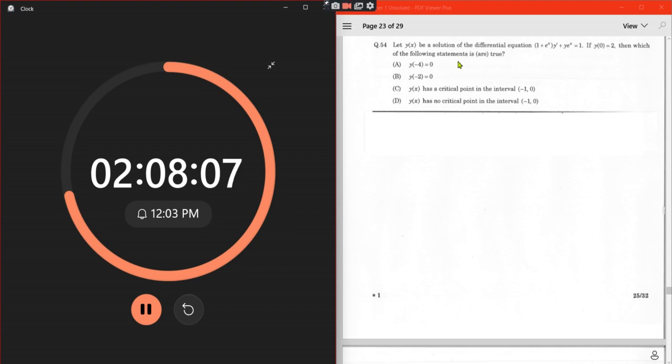Okay, if y of 0 equal to 2, so at 0 it will be c upon 2, c upon 2 equal to 2, so like c equal to 4. Just x plus 4 upon 1 plus e power x. The following statements are correct. So y of negative 4 is 0, yes. Y of negative 2 is not 0, so A is correct. I guess, yeah. Okay, y of x has a critical point in the interval negative 1 comma 0.